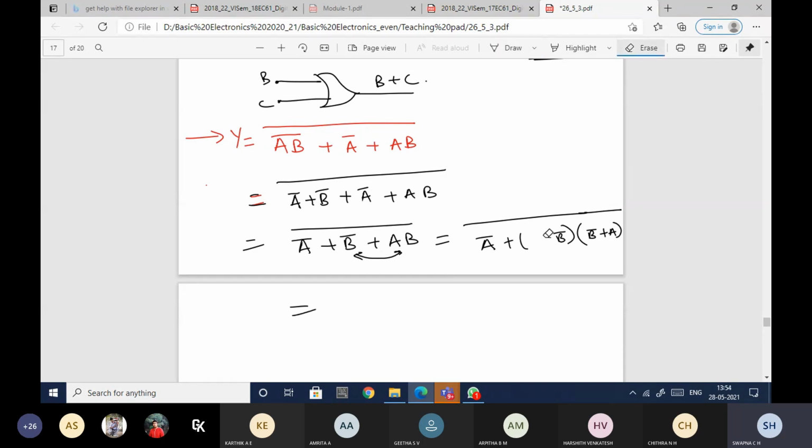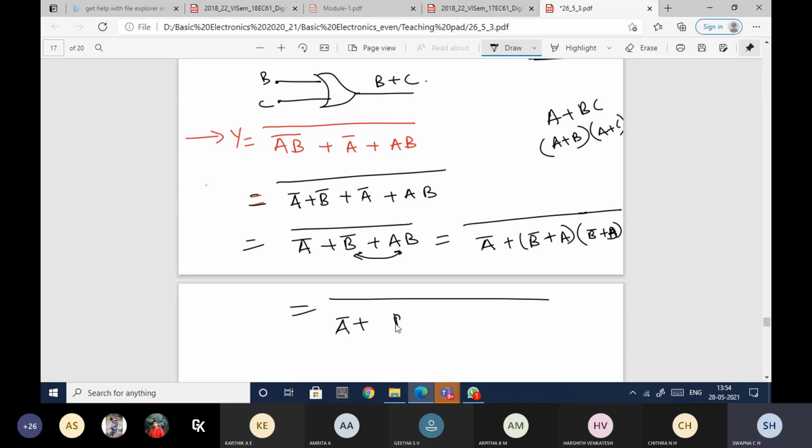I will write it the other way around so that it will be clear for you. B bar plus A, you have like A plus BC. I'll write it as A plus B into A plus C. So A bar I've written as it is, and between these two I have used the distributive property. So B bar plus AB can be represented as B bar plus A into B bar plus B. So this is nothing but the whole complement of A bar plus B bar plus A.